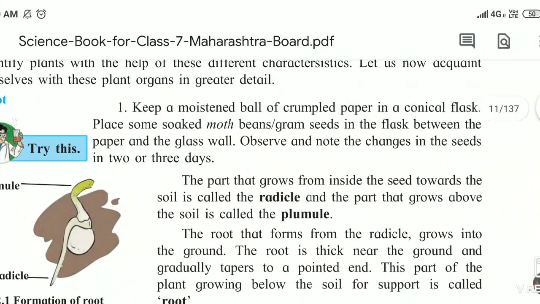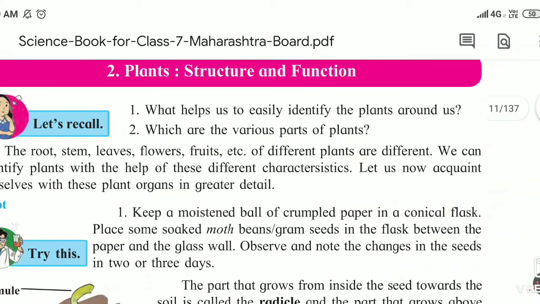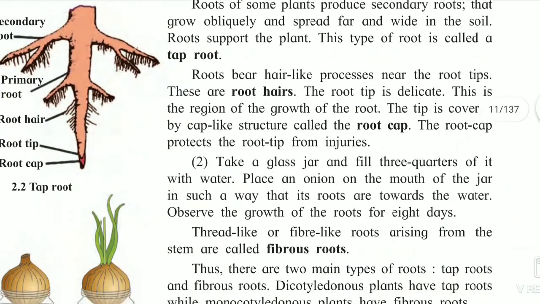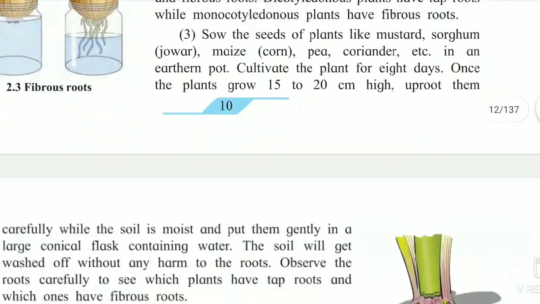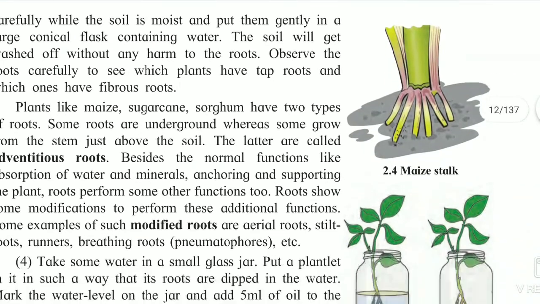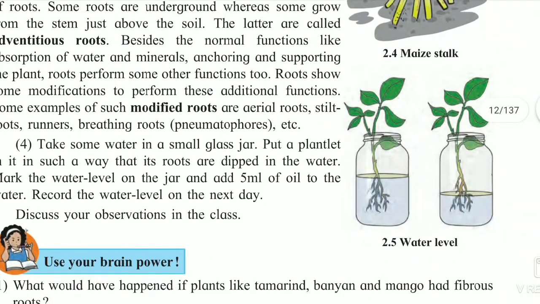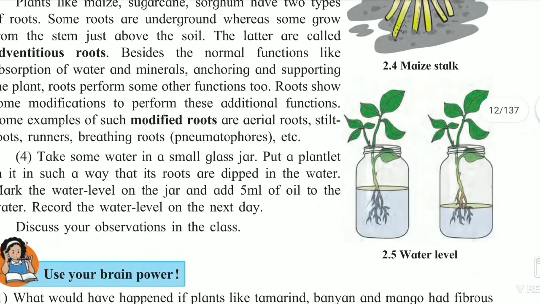In this way, today we saw how plants grow from a seed. After that, we saw the types of roots, the taproot and the fibrous root, and tomorrow we will see the different types of roots, adventitious and modified roots. And today we will stop here only.